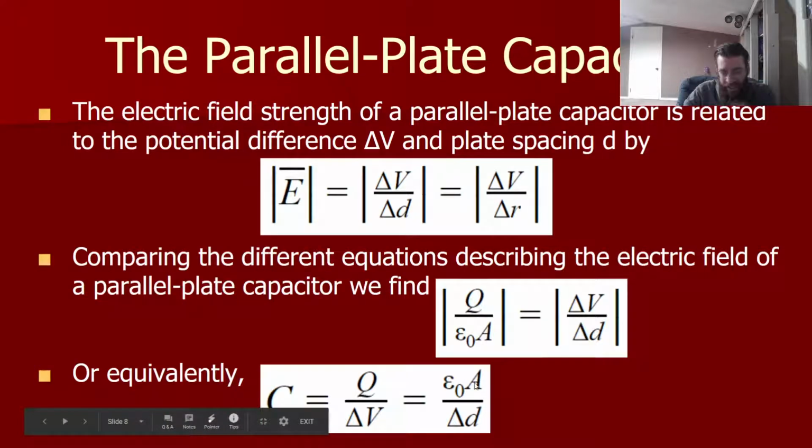Because epsilon naught is just a constant. Remember, that's the electric field permittivity. A is the surface area of the plate, and D is the distance between the two plates. So it's the surface area of one plate, just like Q is the charge on one plate.